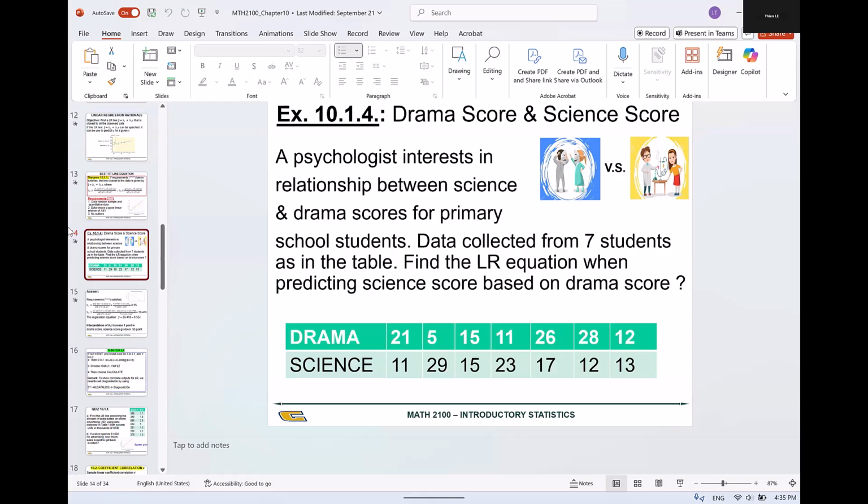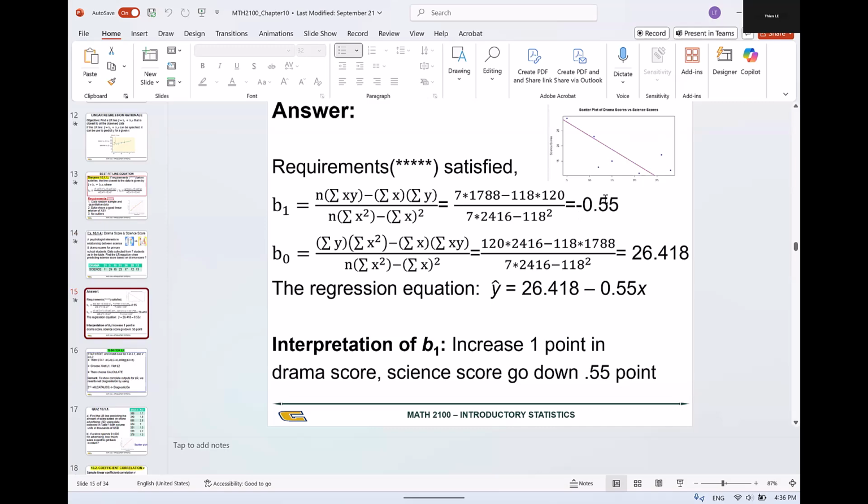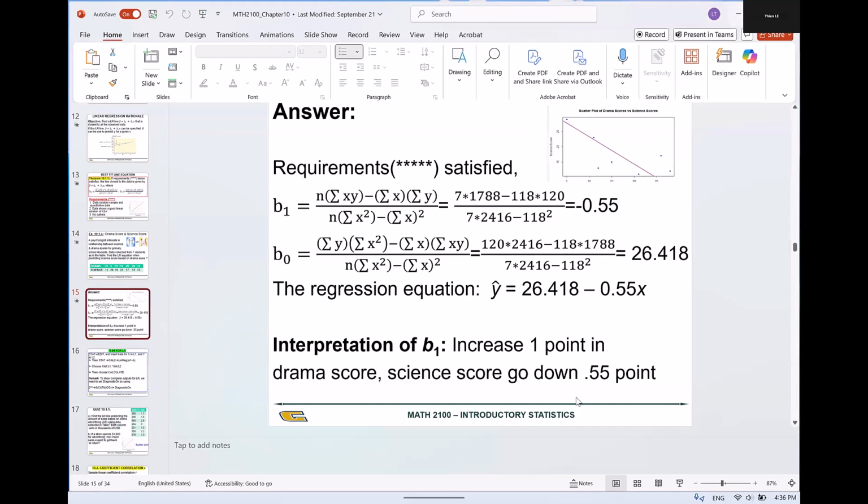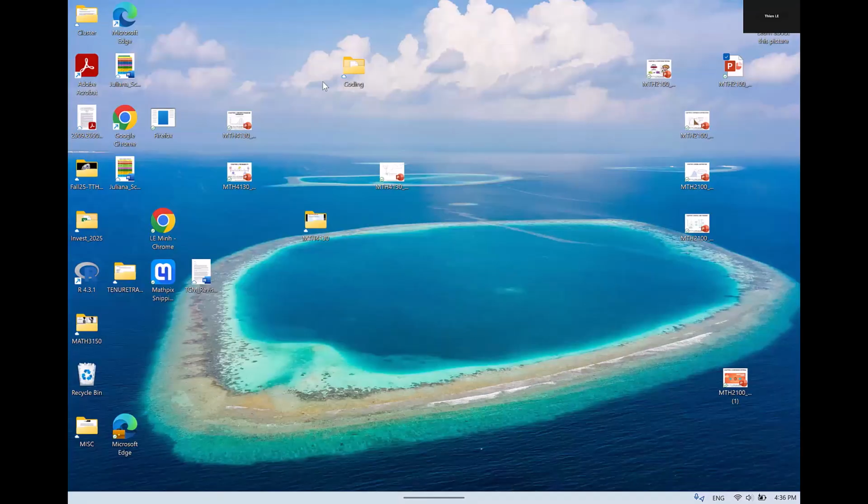The Y list is the thing you want to predict, and the X list is the thing you're going to use to predict the Y list, right? And here we want to predict science based on the drama score. So let us do it together, and then we see whether we can get to the same equation here, right?